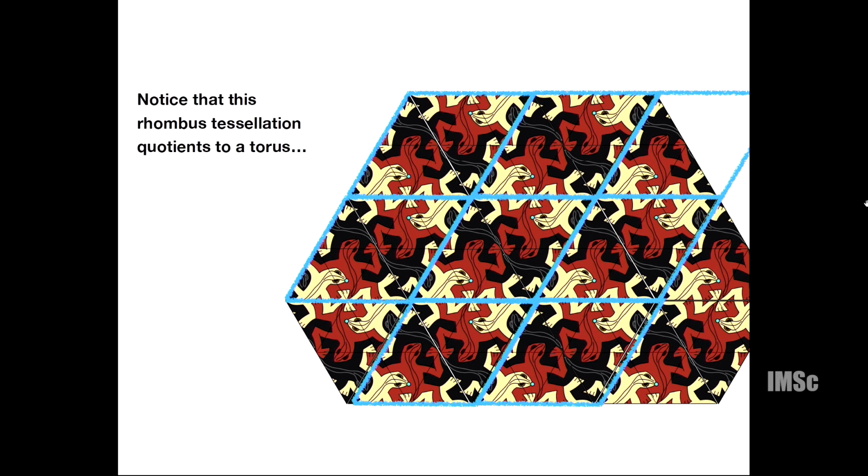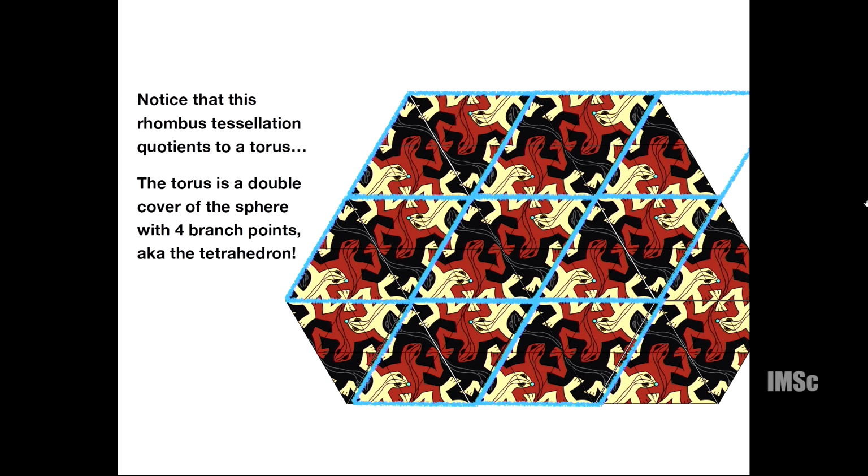The rhombus tessellation, if we imagine what it's creating, is quotienting to a torus, right? Because you can imagine this as the fundamental rhombus, and all the others are copies. This edge gets identified with this edge, and this edge with this edge. So topologically, it becomes a torus. And this relates to the fact that the torus is a double cover of the sphere with 4 branch points. In other words, it's a double cover of the tetrahedron. That's what we're seeing here.